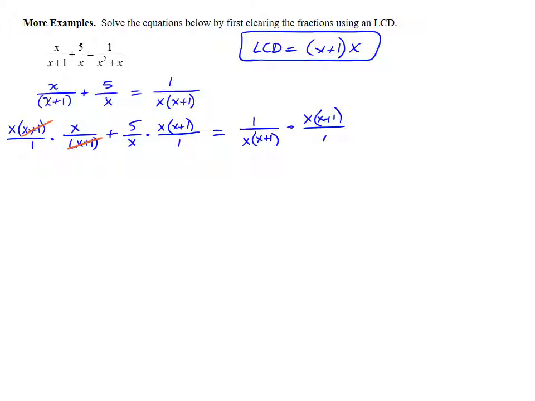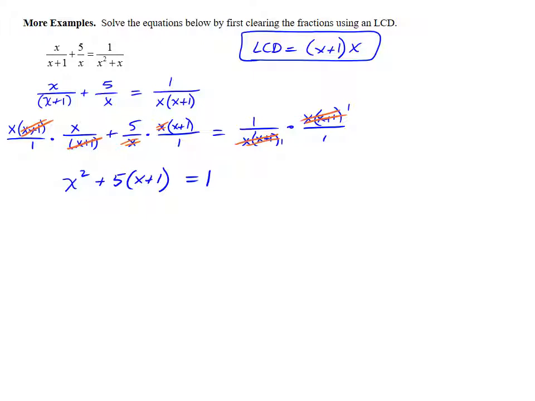X plus 1's cancel. We're going to have an x and an x left. In the second term, I've got an x that cancels. And in my third term, I've got all of the LCD in the numerator and denominator that cancel. So make sure you write down what's left. We have x times x, or x squared, don't lose anything along the way, plus 5 times x plus 1 equals, and then because everything canceled on the other side here, we don't just have it go away. Remember, when you cancel something, there's a 1 left. So this is 1 over 1, or just 1 here.